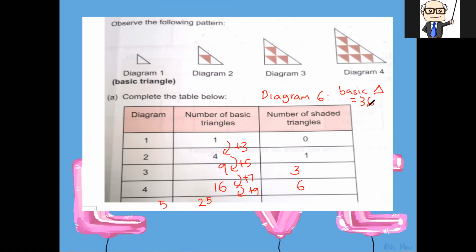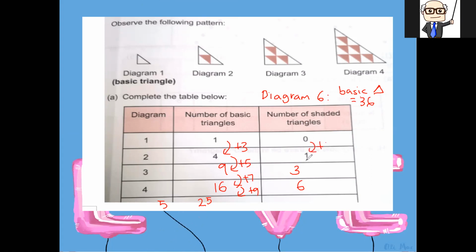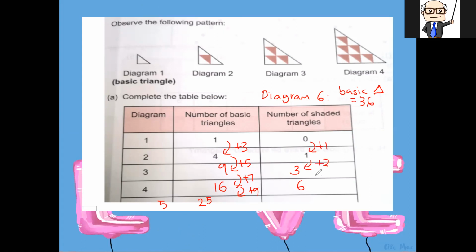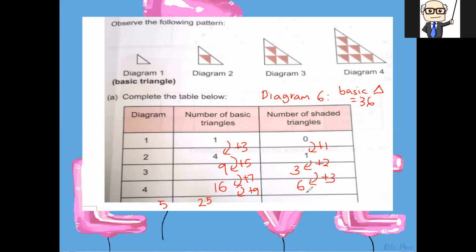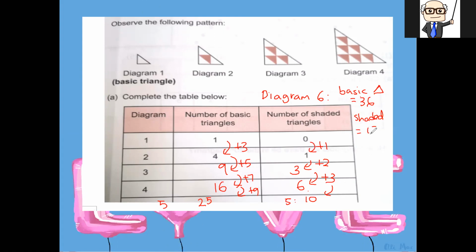Now, what about the number of shaded triangles? Do you know how to find? 0, then 0 plus 1, then 3. Plus 2. Here, you are supposed to plus 1, then here plus 2, here plus 3. So figure 5, you will have plus 4, which is equals to 10. Then figure 6, plus 5. So we use 1, 2, 3. Then the next one, we plus 4. So now we plus 5. So shaded will be equals to 15.